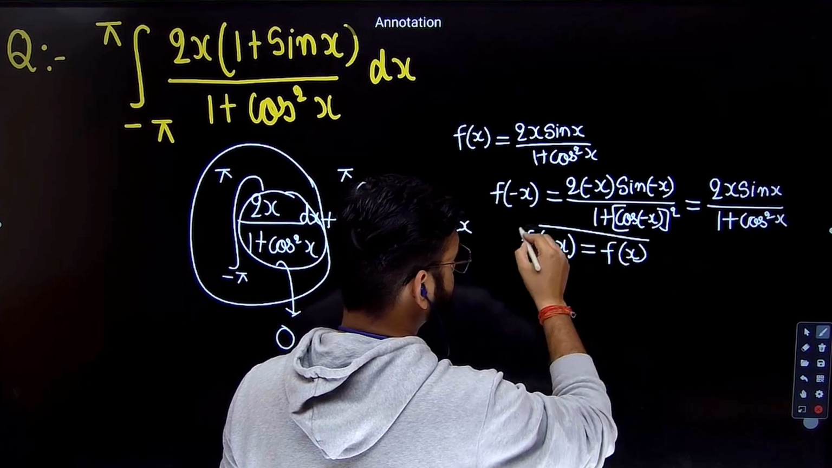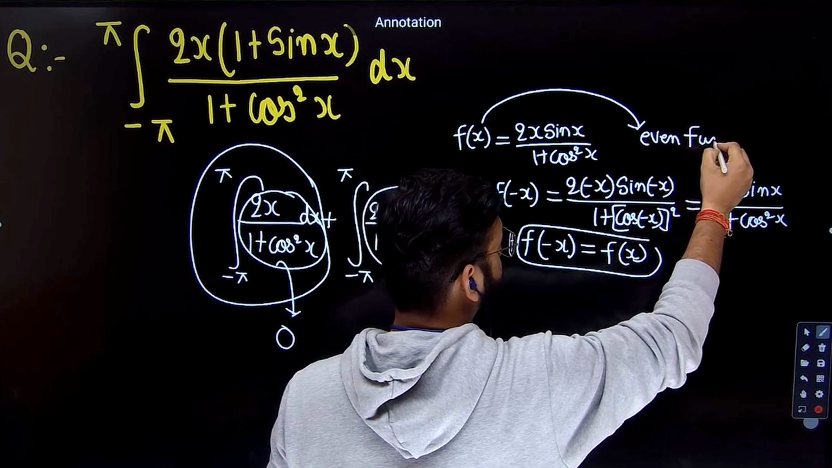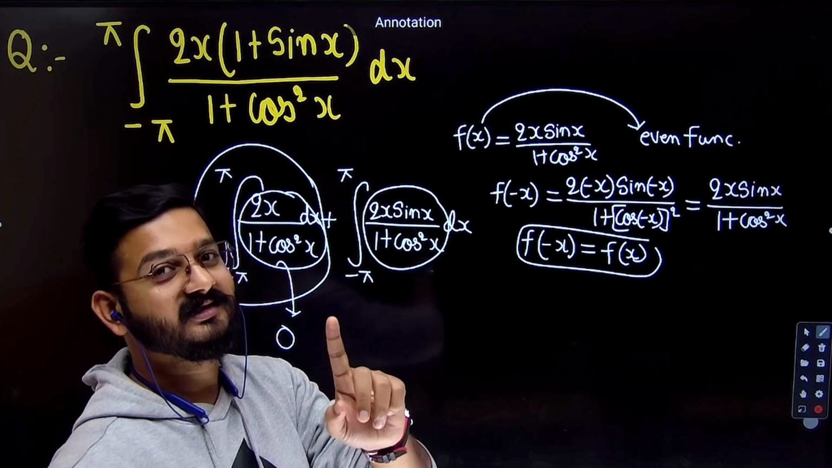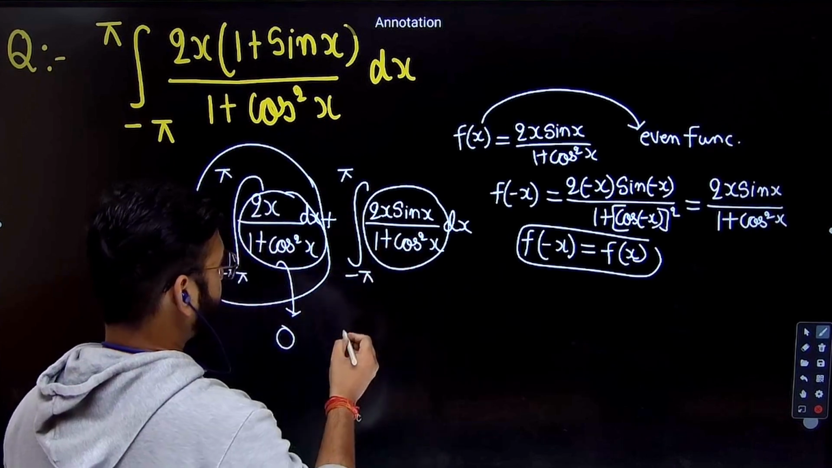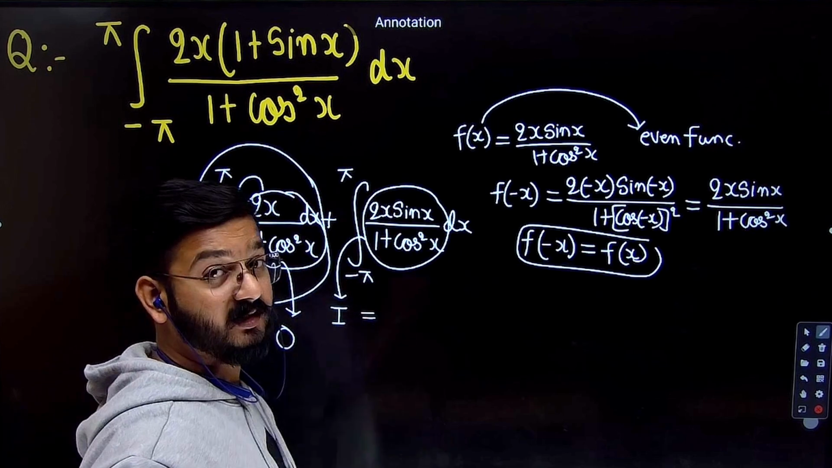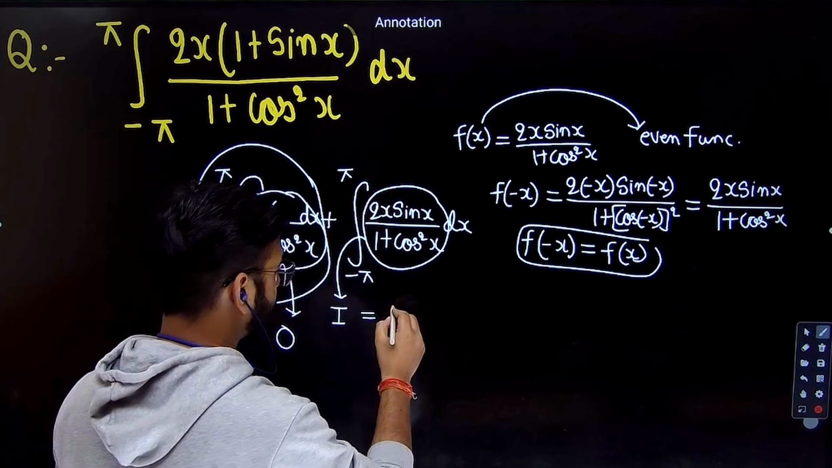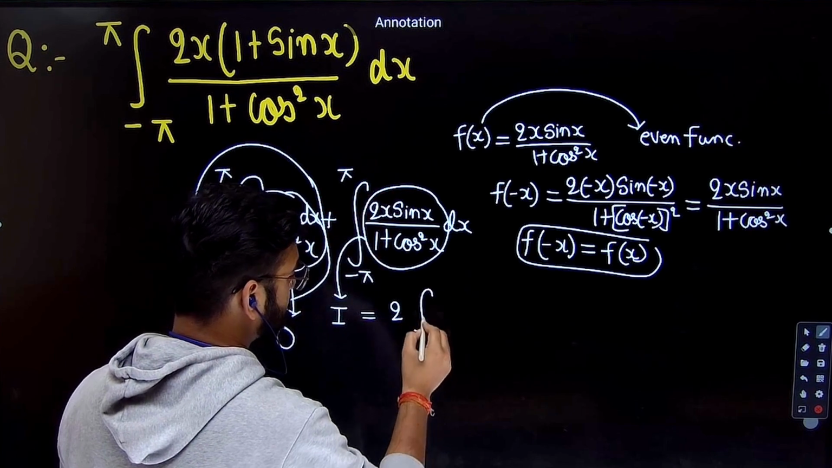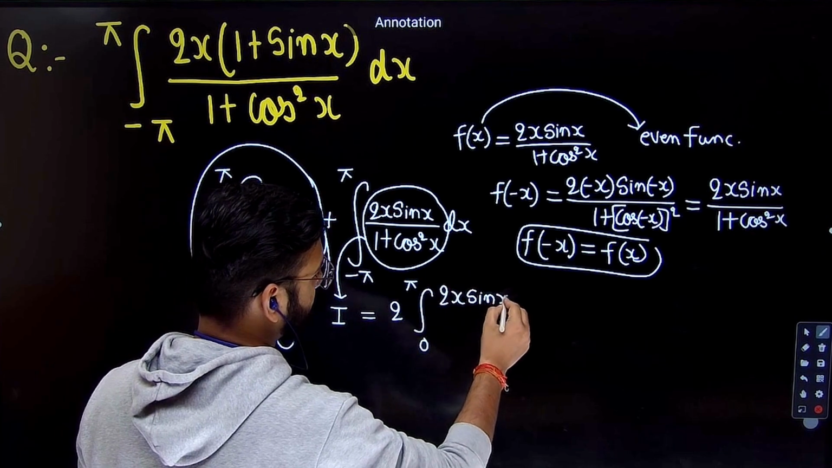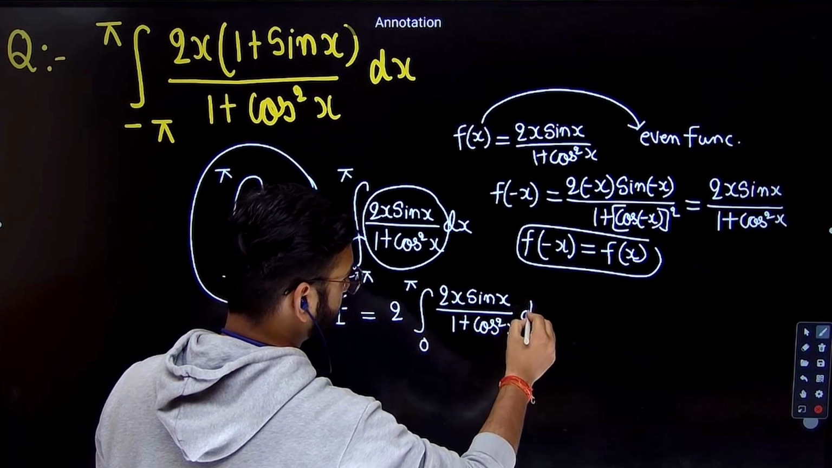It means this is an even function, right? This is an even function. So for an even function, integration is not 0, right? So how will you integrate? You can take this as I. So I equals, what is the property? It becomes 2 times, and the limit will be from 0 to a. So this will be 2 times the integral from 0 to pi of 2x sin x divided by 1 plus cos square x.